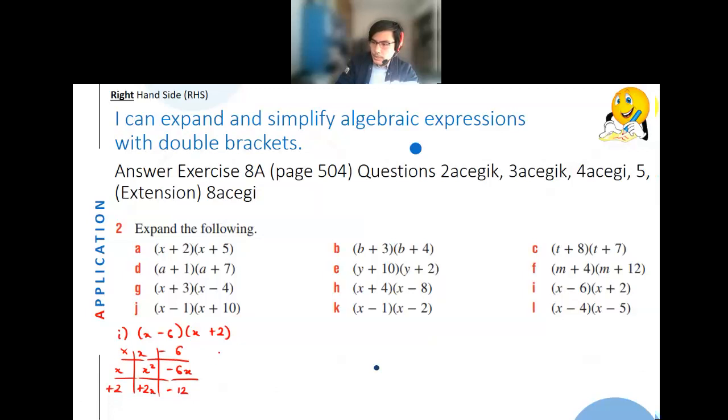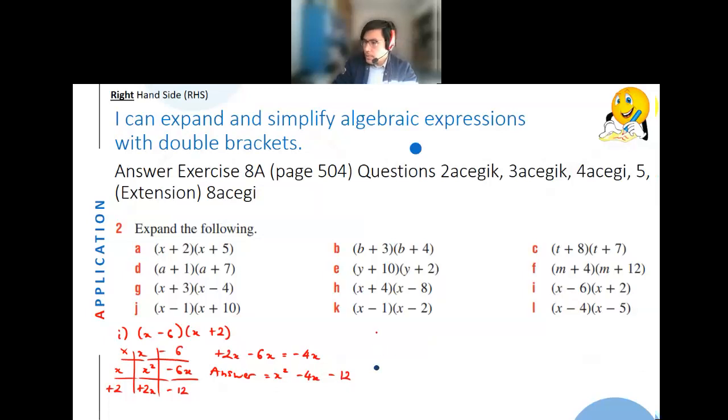Just combining the plus 2x and the minus 6x. So plus 2 minus 6 is going to give us minus 4x. So our final answer will be x squared minus 4x minus 12.